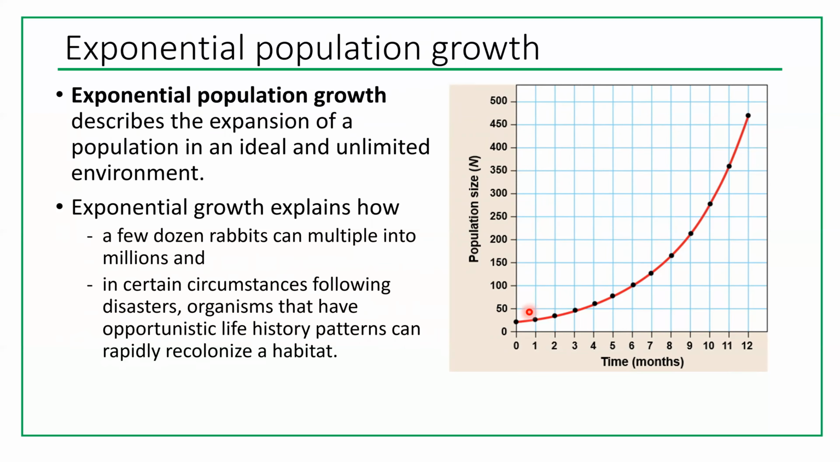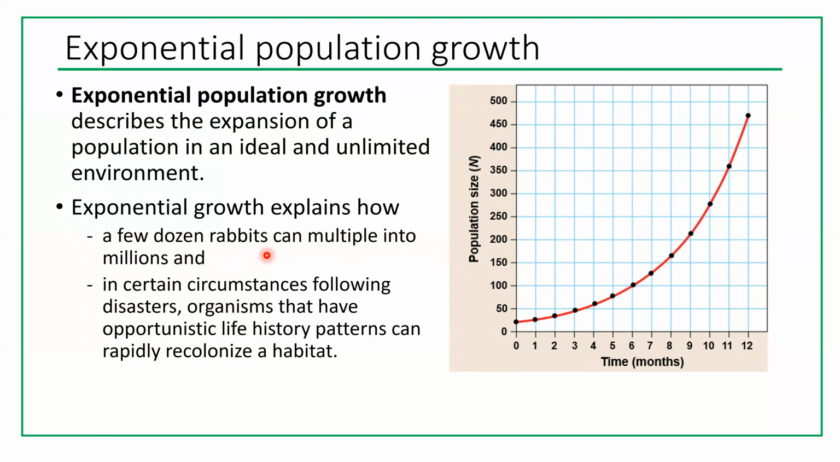And why would a population grow that much? When we have perfect conditions, right? Those are called ideal, unlimited resources. So if you have as much food as they need, as much space and water and shelter, and not that many predators, right, then the population will grow. So exponential growth explains how a few dozen rabbits can multiply into millions, right?